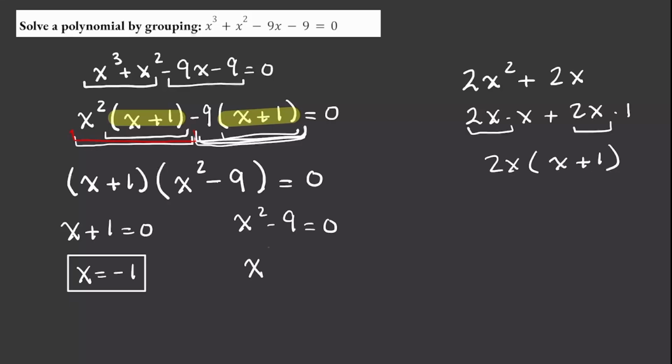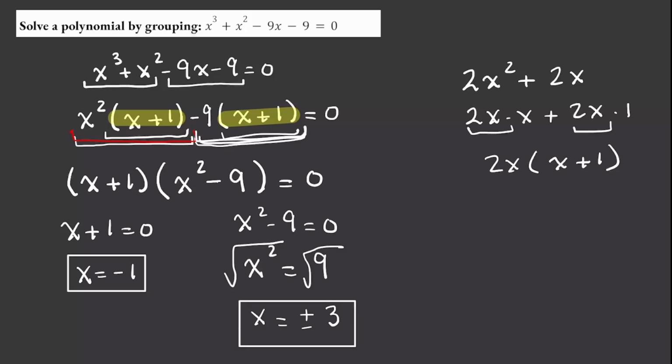And here I'm going to solve for x. Adding 9 to both sides gives you x squared equals 9. Square root both sides gives you x is equal to plus or minus 3. So now my solution for this binomial is x equals negative 1, x equals 3, x equals negative 3.